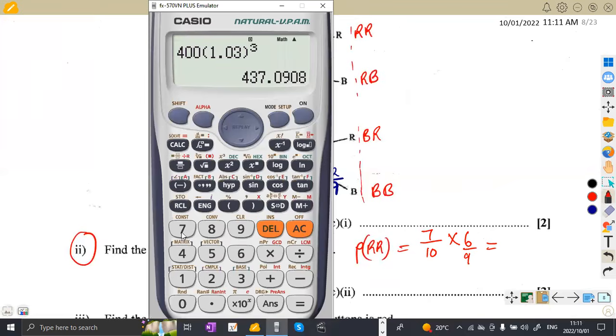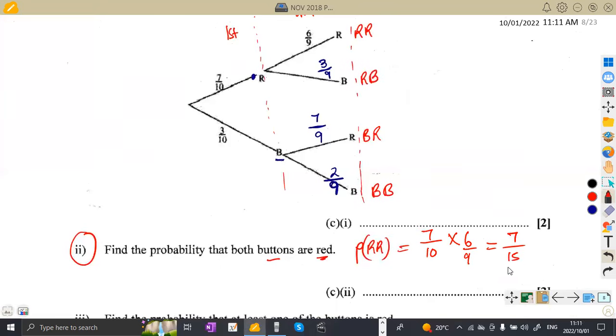To simplify this, 7 over 10, whatever that we have here, we multiply by 6 over 9. What are we going to get at the end? That's 7 over 15. So this is going to give us 7 over 15.